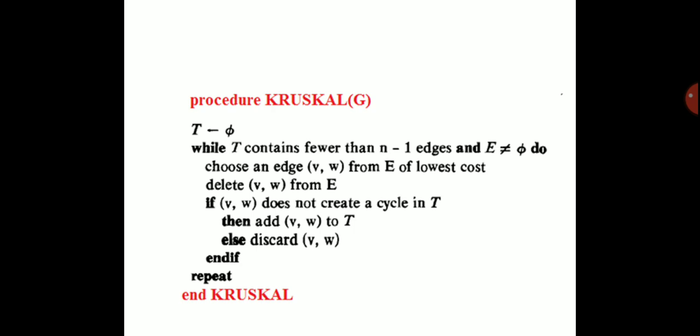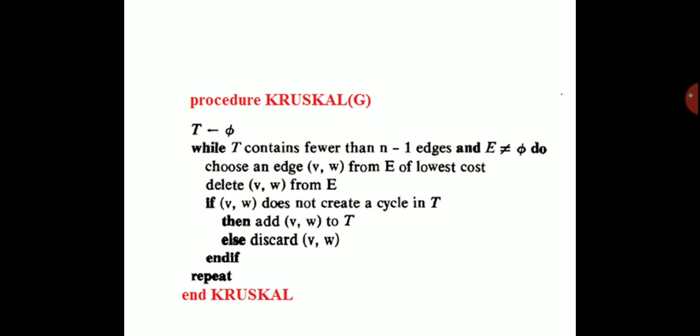Why are we deleting it from E? We cannot consider it again. We need not work on the same edge again and again. That is why we are deleting v comma w from E, and discarding it from T. I hope you understand.